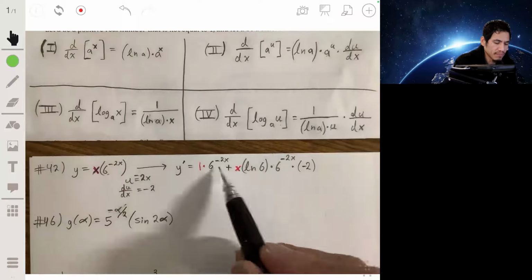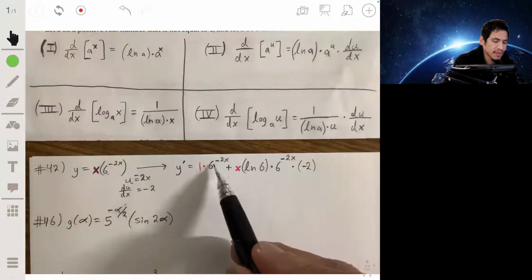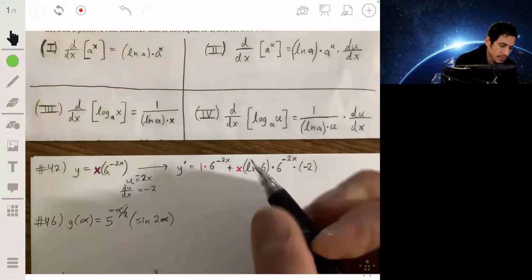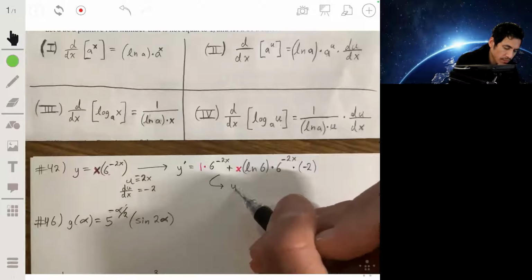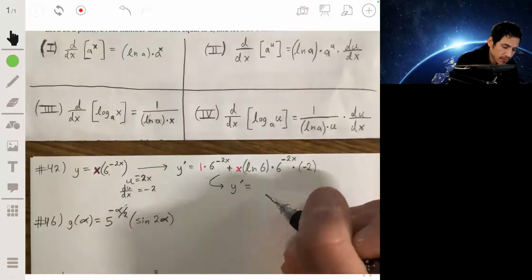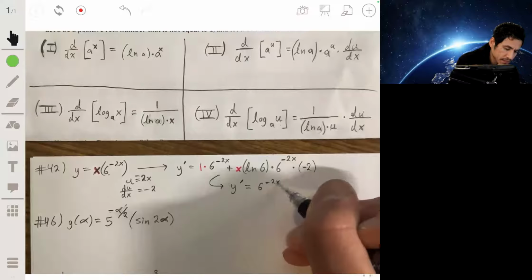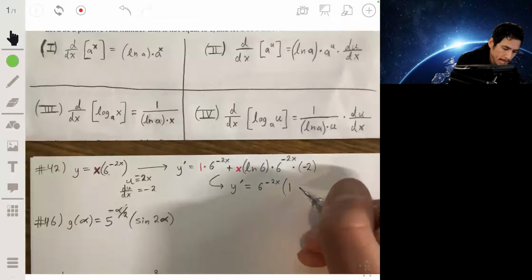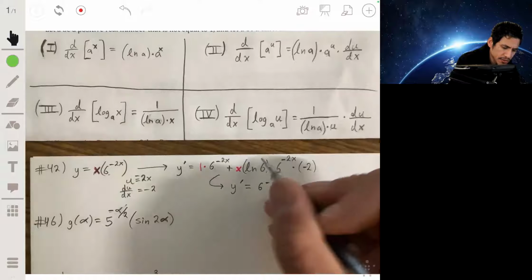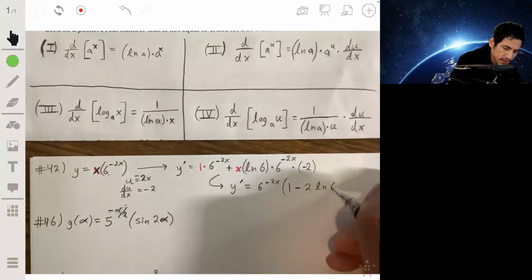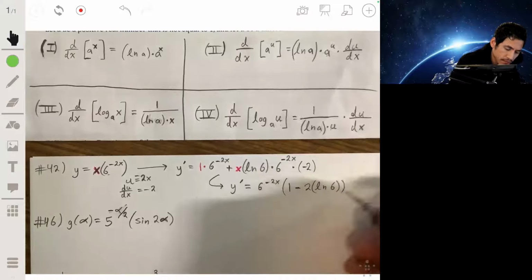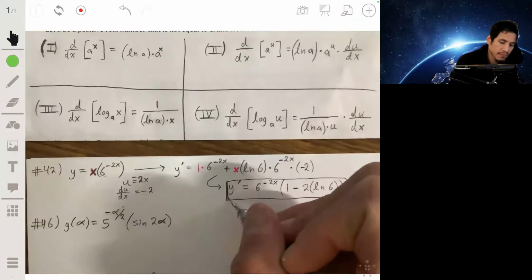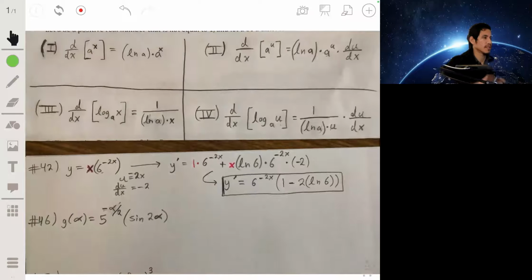And then we can maybe simplify this a little bit by factoring out the 6 to the negative 2x from each of those. So we get the y prime will be 6 to the negative 2x times 1 minus 2 times the natural log of 6. There's not really anything else you can do to really clean that up further. Okay, let's look at the next one.